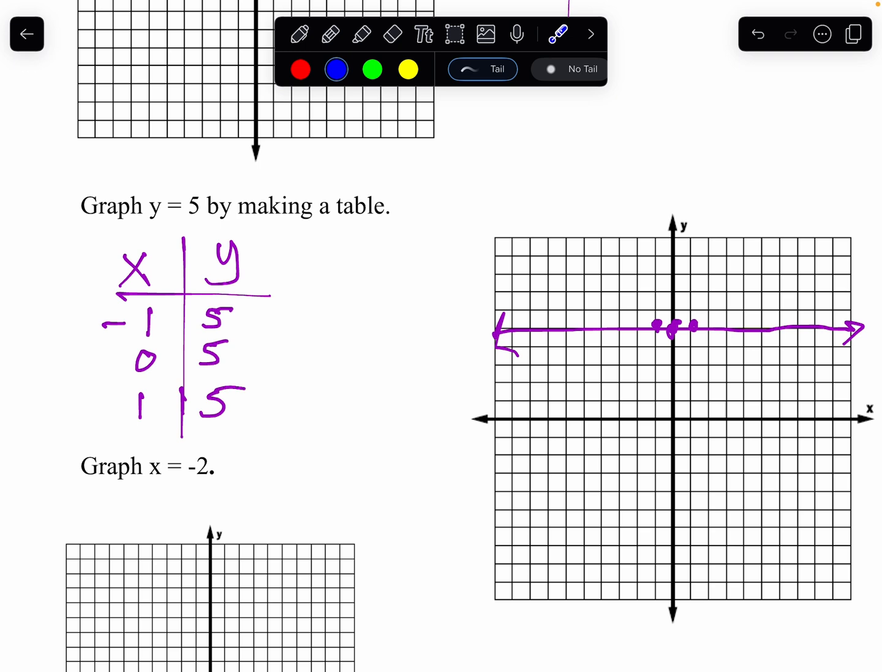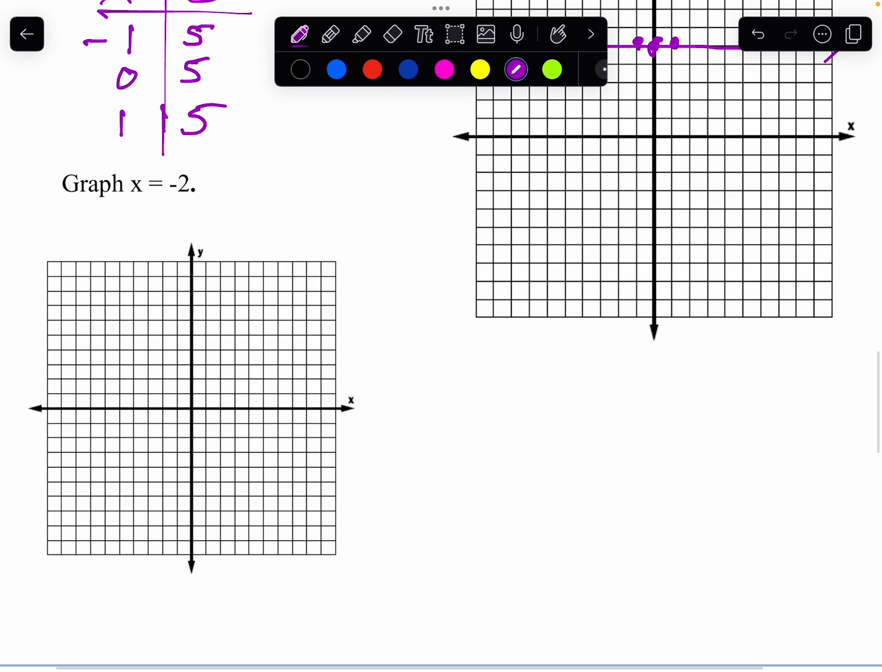And just the opposite occurs when you have x. When I say opposite, it's not going to be a horizontal line. When I make my table for x, x is always -2. And y can be any number in the world. I'll go -1, 0, and 1. So I can change anything. Y can be anything, but I like those numbers.